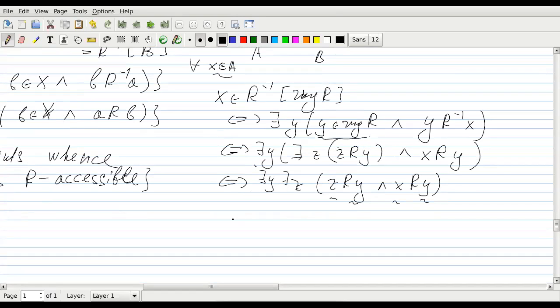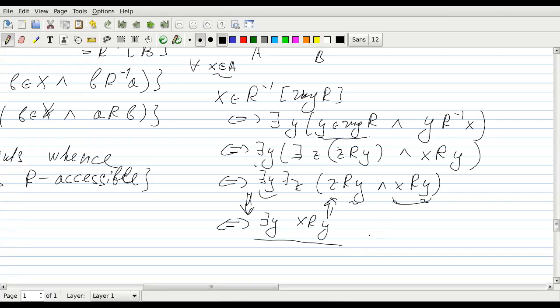Ну, вопрос, когда это происходит. Когда такие y и z существуют. Я утверждаю, что это происходит тогда и только тогда, когда у меня из x можно куда-то попасть. Ну, почему? В одну сторону очевидно, правильно? Тут просто содержится вот это высказывание. Да. И в другую сторону тоже очевидно.